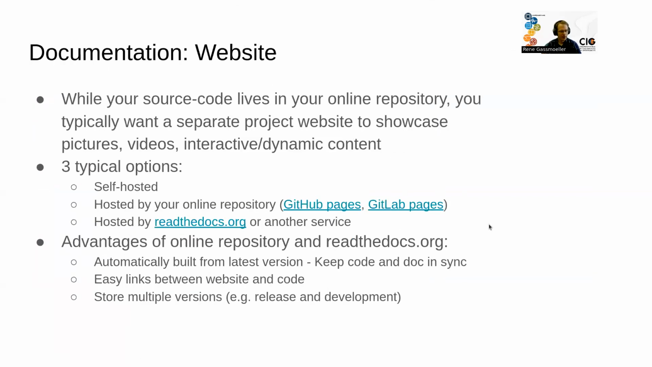Let's first take a look at the other entry point that people could take into your documentation, a website. While you could use just the online repository on GitHub as the website and say your README is the main website, in this case, you have conveniently only one entry point that you need to keep up to date. This has some disadvantages because you cannot include fancy pictures, very large pictures. You cannot include videos or any interactive content.